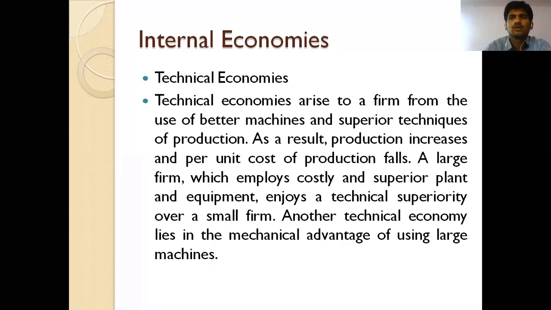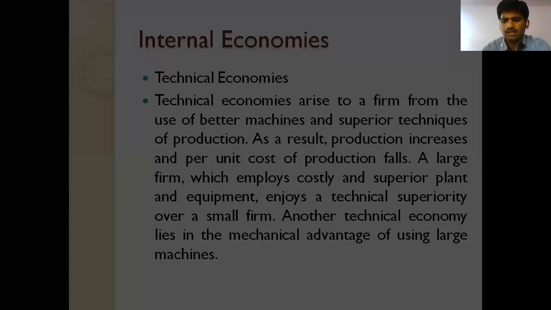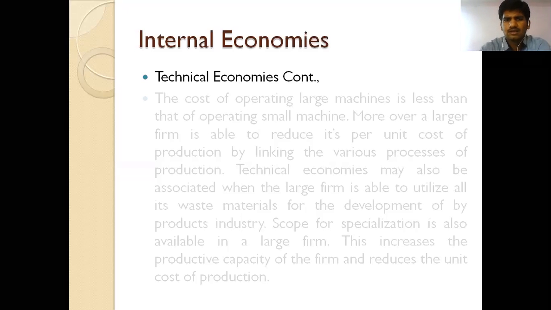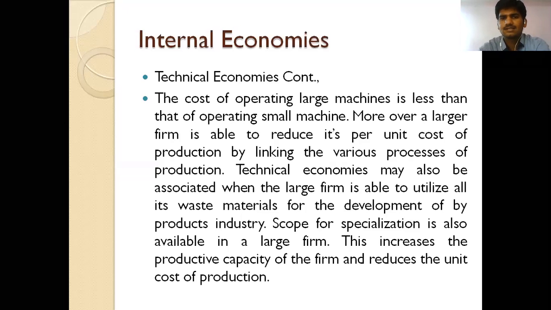So instead of maintaining two or three small machines, we maintain one large machine. That is one part of technical economies. Still, we have some more points. The cost of operating a large machine is less than operating small machines. For example, every small machine needs one labor, but a large machine may take only two labors. Instead of using three machines with three labors, we have one big machine with two labors. One labor is less, no? So there is a cost saving.